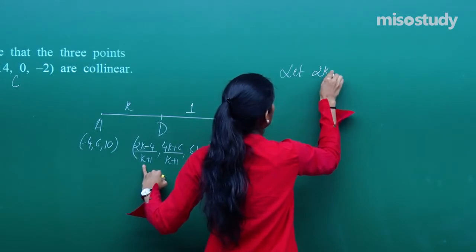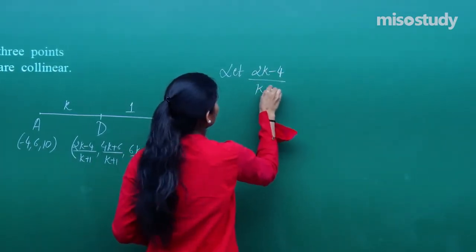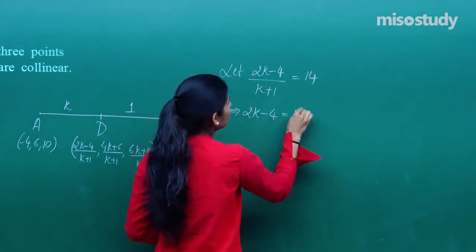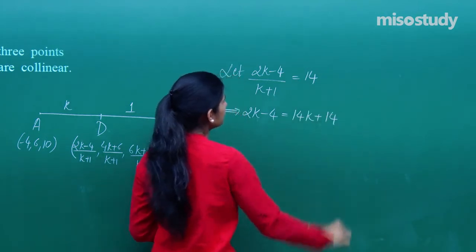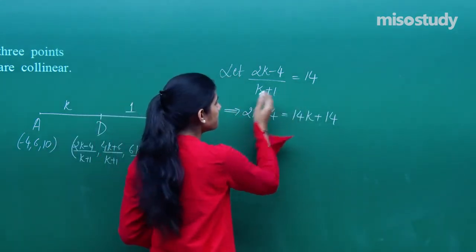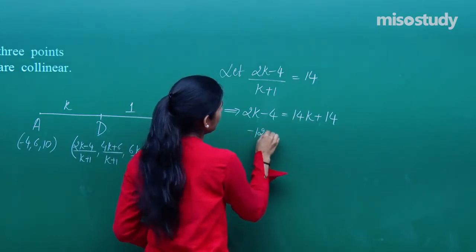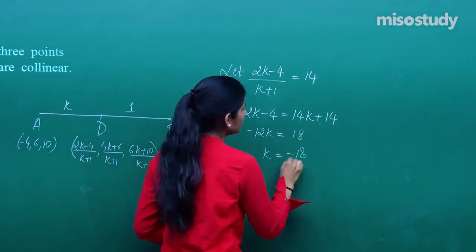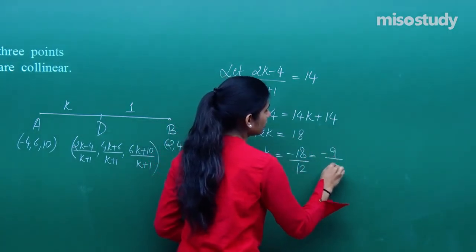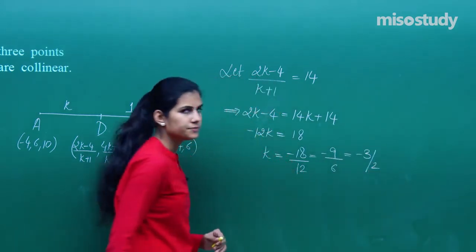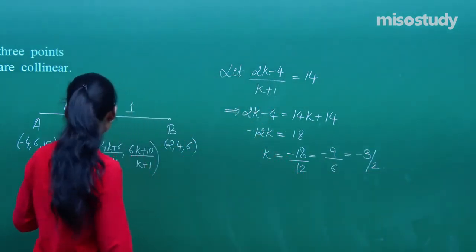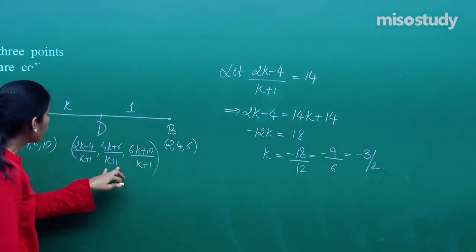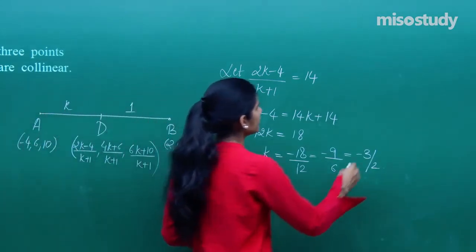Let 2k minus 4 upon k plus 1 be equal to 14. This means 2k minus 4 is 14k plus 14. 2k minus 14k is minus 12k, and 14 plus 4 is 18. k is going to be minus 18 by 12, minus 3 by 2. For k equal to minus 3 by 2, x coordinate of D and x coordinate of C are same. Let's see if for the same value of k, y coordinate of D and y coordinate of C are same or not.